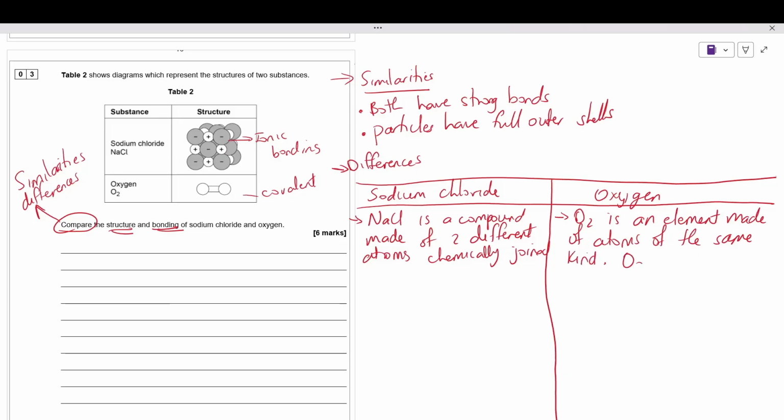And I will also mention that O2 is diatomic. All right, I can mention that. Now let's carry on. That's one of my differences.